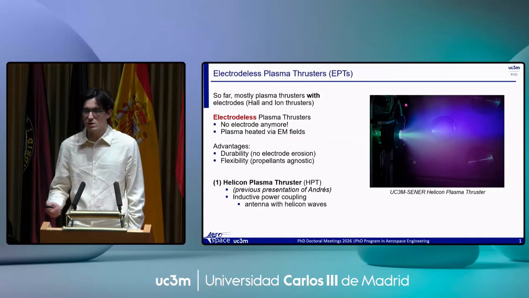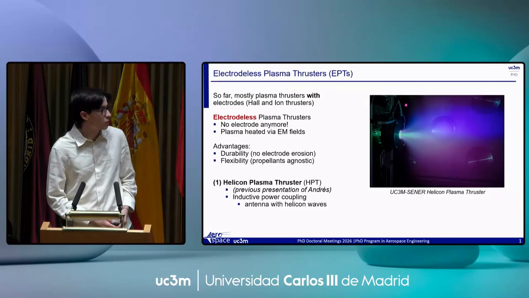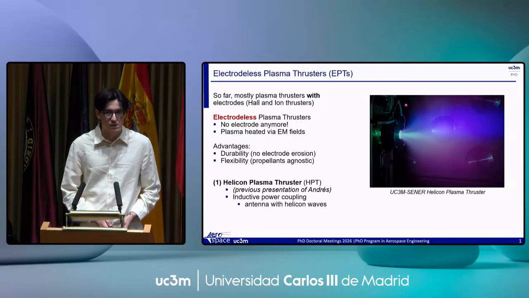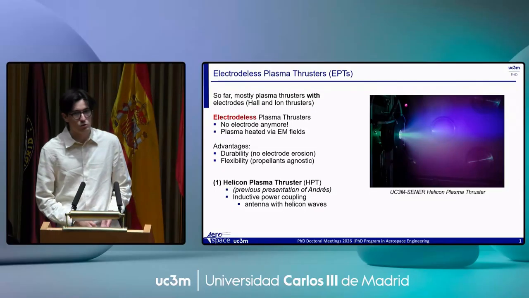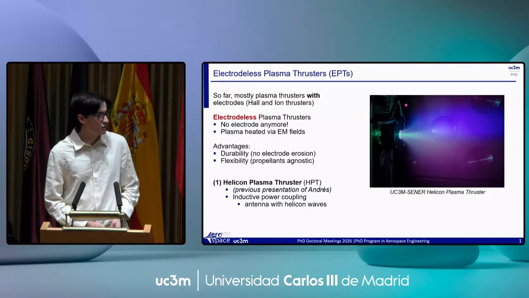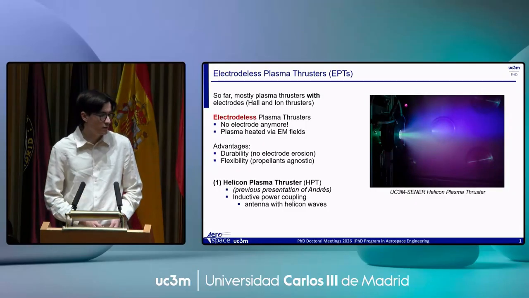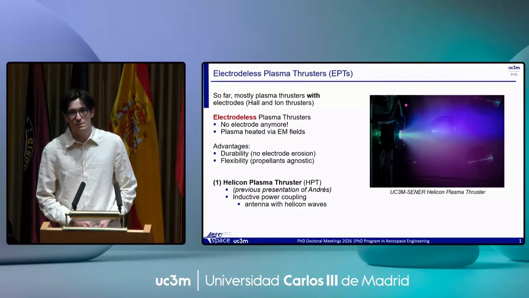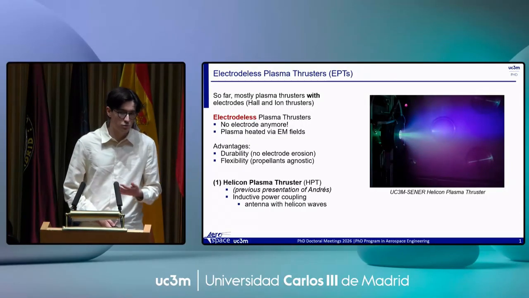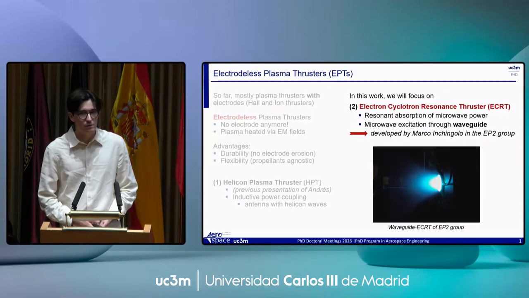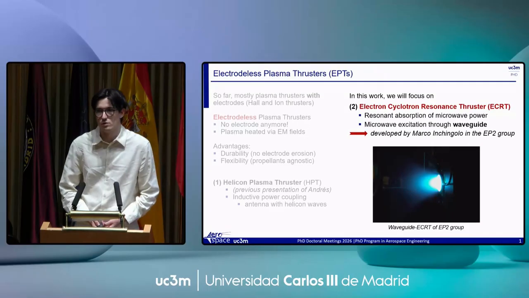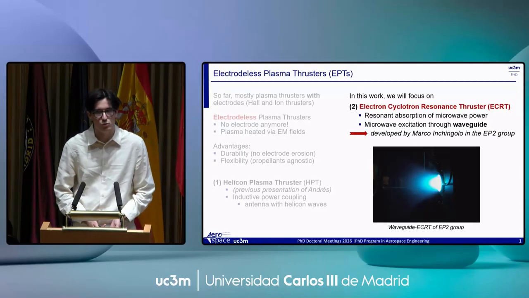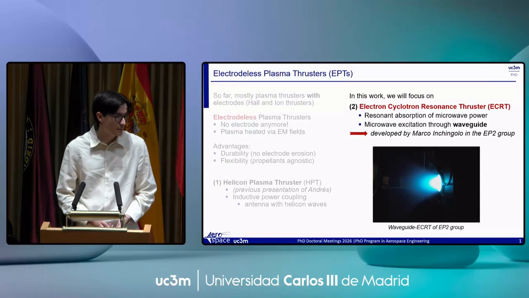So far in our presentation of our group, you saw mostly plasma thrusters that work with electrodes, but EPTs, as their name suggests, don't have any, as the power is coupled to the plasma via electromagnetic fields. So this brings some advantages that have already been stated before by Andres quickly, such as durability or flexibility with propellants. The two main kinds of EPTs are first the helicon plasma thruster, that you just saw with Andres. But the main one that will be the focus here is the electron cyclotron resonance thruster, or ECRT, that relies on microwaves and on the ECR phenomenon for power absorption in the plasma.